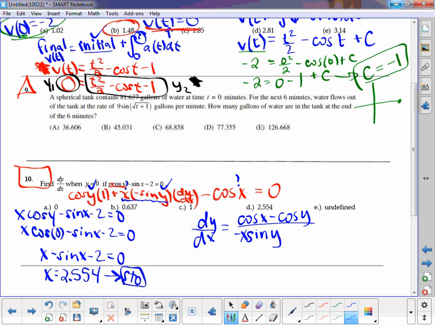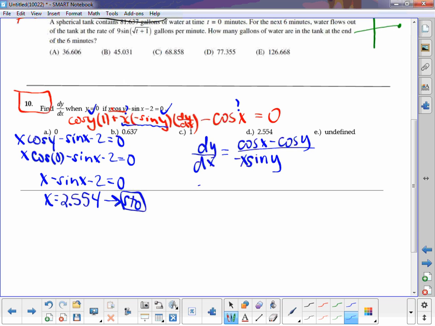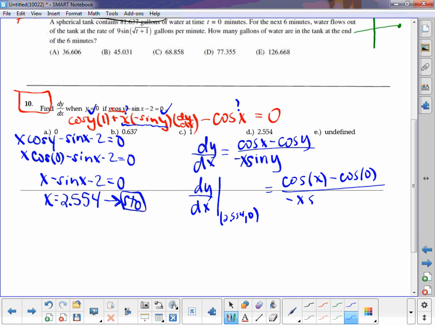Okay. So now when I do my derivative specifically at that point, and that point was 2.554, 0, I end up getting cosine of that x value. I'm just going to leave it as x since we have that in the calculator. Cosine of 0 over negative x sine of 0. But when we do this, what does sine of 0 give us? 0. So we end up getting 0 in the entire denominator. And what do we have when it's a number over 0? Undefined. So that's why we end up having undefined.